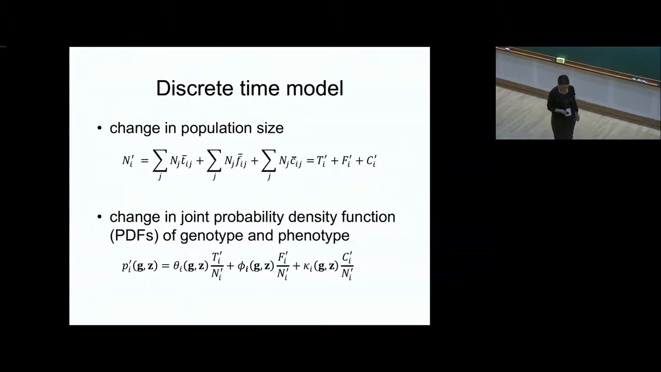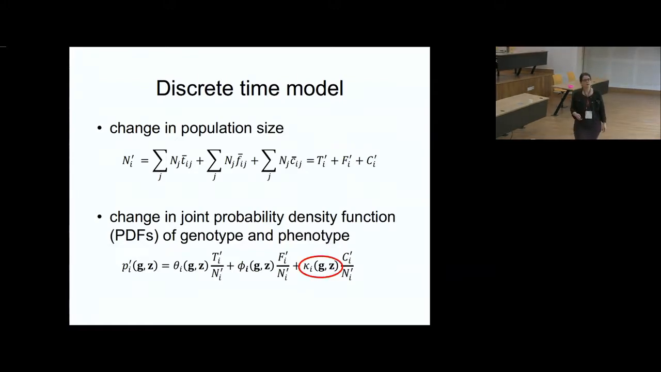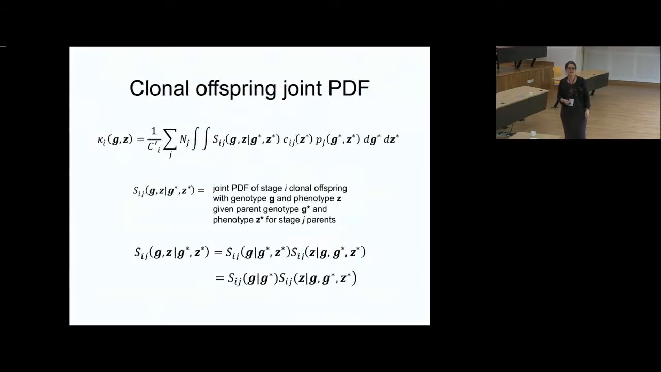I'll talk a little bit later about how we tested to make sure that that assumption wasn't really affecting our model too much. So let me just focus for a little bit on this function kappa. So this is the distribution of genotype and phenotype in stage I individuals that were produced clonally. Look, okay, I circled it. So for that, we have to think a little bit about how do we develop that. So we might assume that we integrate over all genotypes and phenotypes that were in the parent.